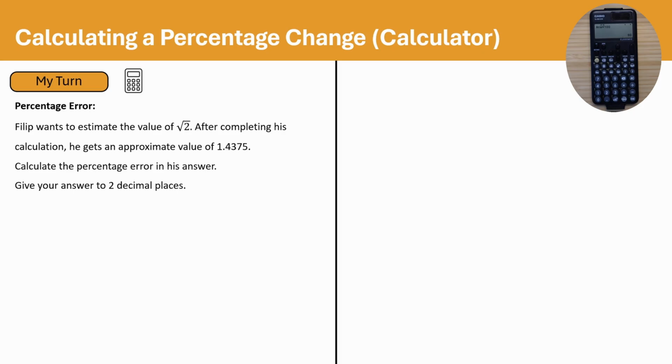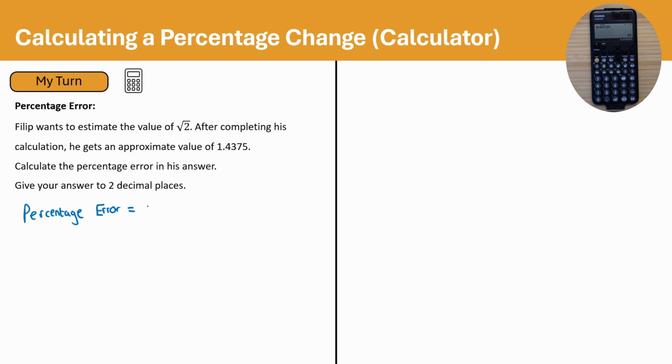Philip wants to estimate the value of root 2. After completing his calculation, he gets an approximate value of 1.4375. Calculate the percentage error in his answer. Give your answer to 2 decimal places. And like percentage profit, percentage change, and so on, we have a formula for percentage error, and it's as follows.